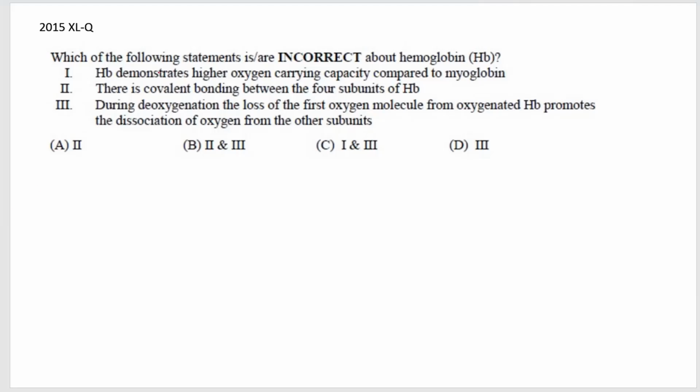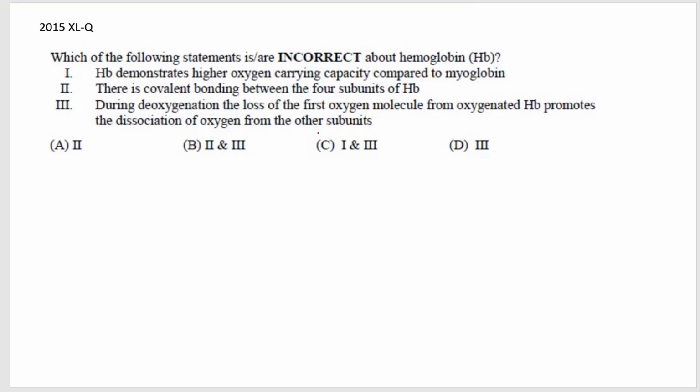So, which of the following statements is incorrect about hemoglobin? First of all, hemoglobin demonstrates higher oxygen carrying capacity compared to myoglobin. There is a covalent bonding between the four subunits of hemoglobin. During oxygenation, the loss of first oxygen molecule from the oxygenated Hb promotes the dissociation of oxygen from the other subunits.